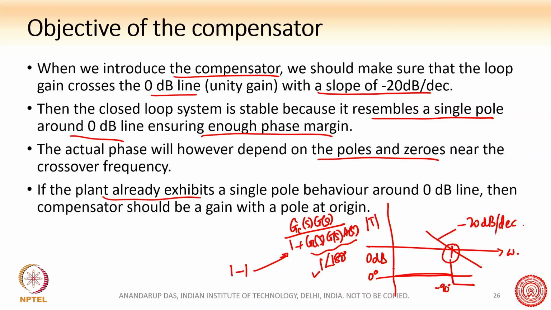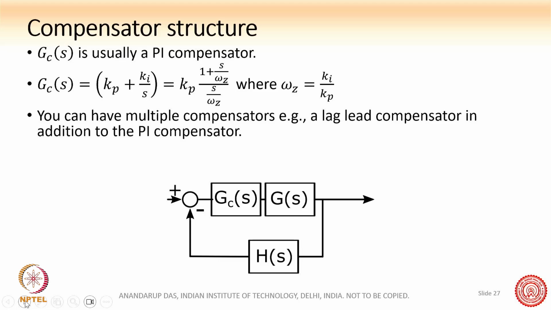And if the plant is such that it already exhibits a single pole behavior around the 0 dB line, then the compensator can be very simple, okay? It can be a gain with a pole at origin, K by S, right? Because if the plant itself is a single pole around 0 dB, then there is no stability issue at all, okay? And so it will become very easy for us to design, right? Now the compensator that we will use for the voltage source converter VSC is usually a PI compensator.